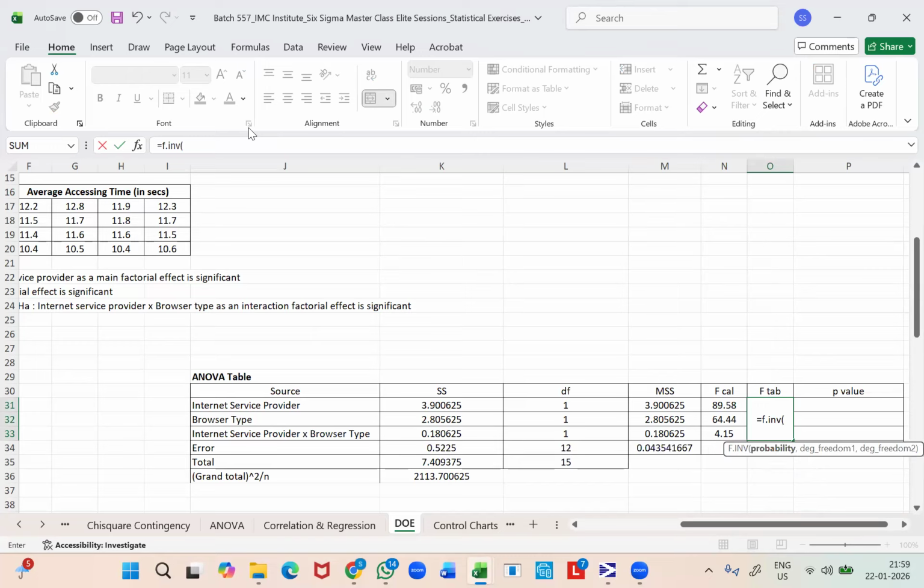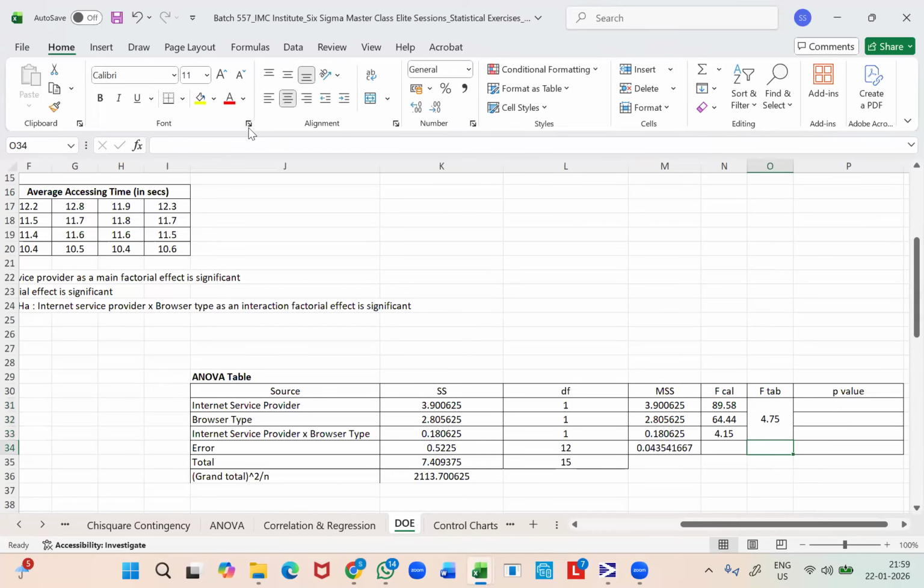So F.INV, open bracket, 95% is the confidence level. So degrees of freedom for the factorial effects is 1, comma, degrees of freedom for error, it is 12. So as we expected, the table value is 4.75 and we find the calculated value for the interaction factorial effect less than the table value. So for the main factorial effects, we have the F calculated value greater than the table value.